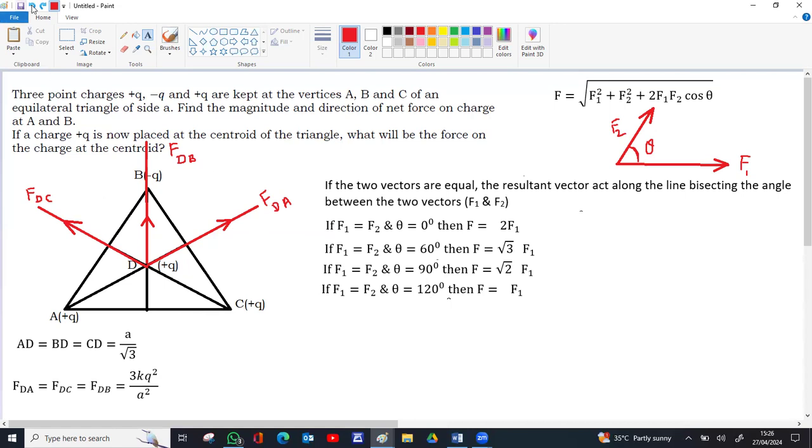If two vectors are equal and the angle is 120, the resultant is the same as the magnitude of the one vector itself. That means when you add FDA and FDC, since they are equal and the angle is 120 degrees, the resultant will be again 3kq square by a square along the line bisecting those two vectors, along D to B, that means along JK.